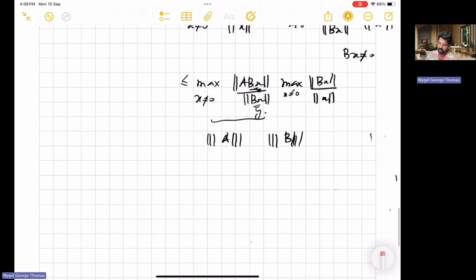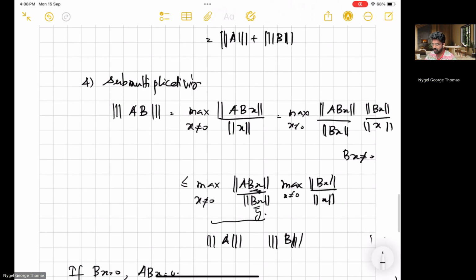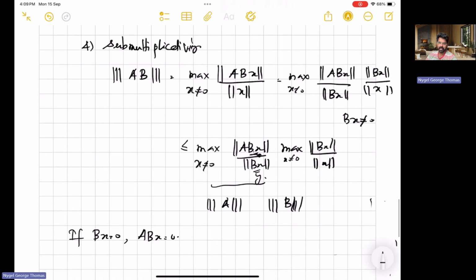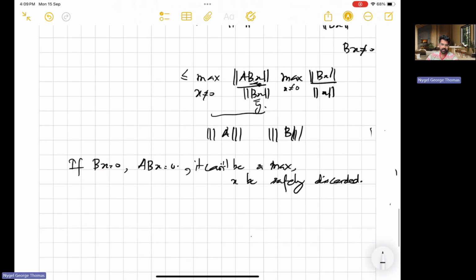But also there's a detail here. If Bx is equal to 0, then ABx is equal to 0, right? If ABx is equal to 0, and of course its value will be a minimum, right? It can't be a maximum. So x can be safely discarded. It won't be a candidate, which is actually relevant. Fine.